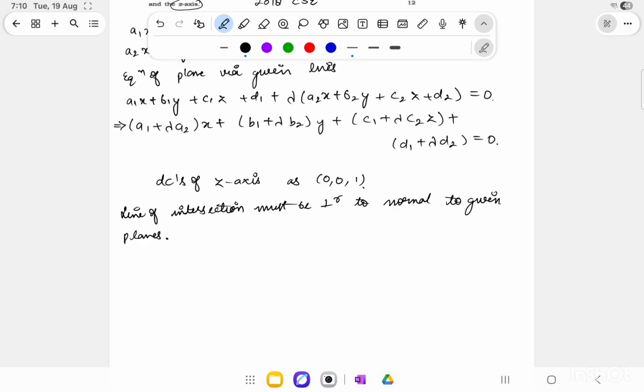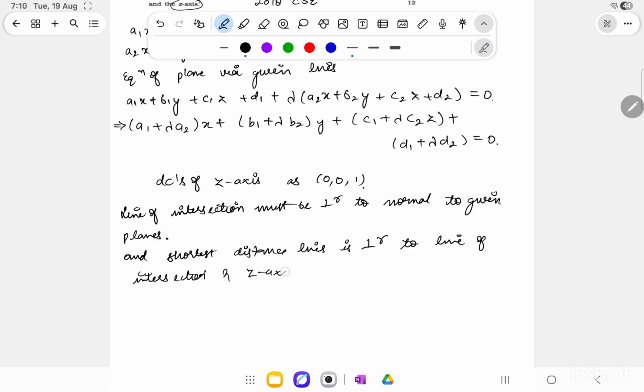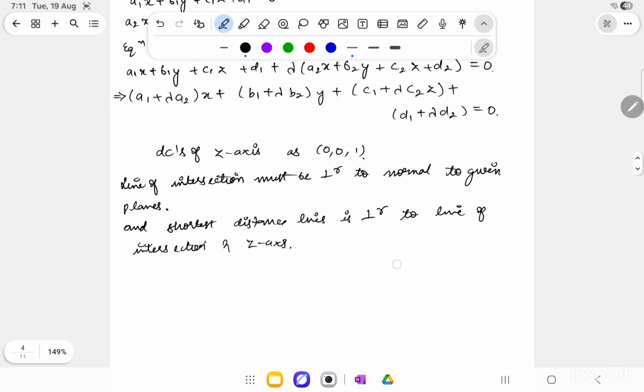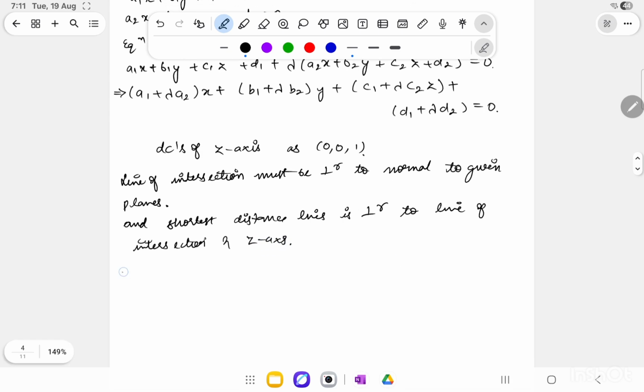So the shortest distance line is perpendicular to the line of intersection and the z-axis. So using both these results, I can say that my normal to this plane must be perpendicular to the z-axis.